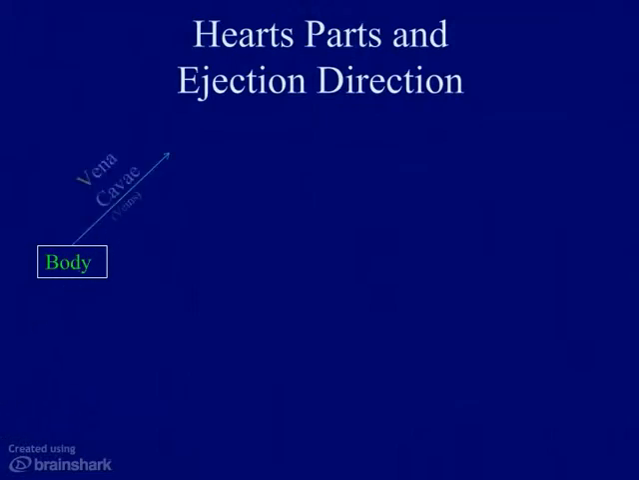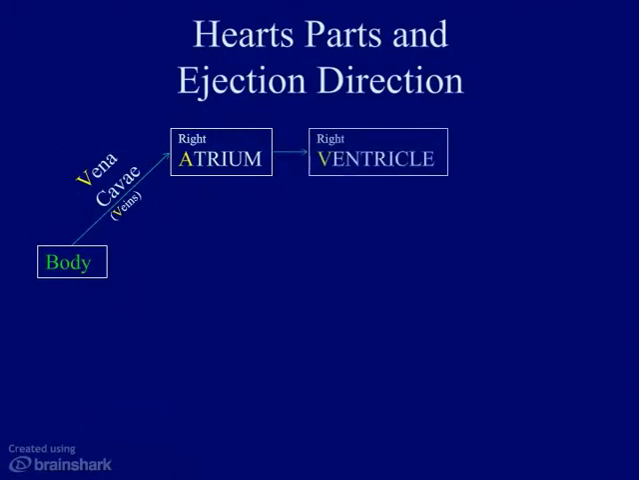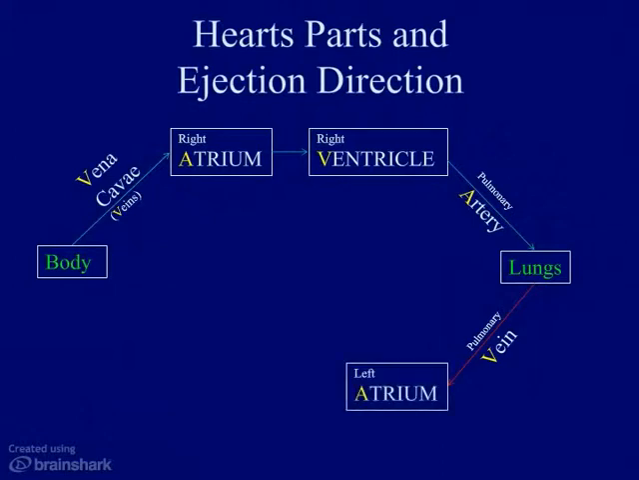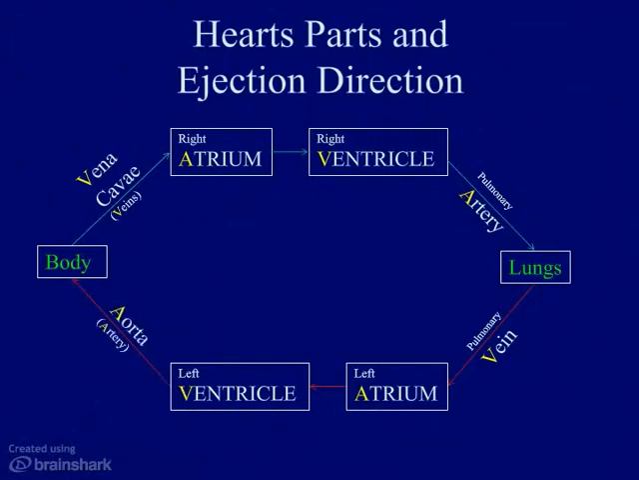Okay, blood coming from the body is going to travel through the vena cava into the right atrium. From the right atrium, it's going to go into the right ventricle. From the right ventricle, it's going to go through a pulmonary artery into the lungs. That's the second region. So from the lungs, now we have oxygenated blood going through a pulmonary vein into the left atrium, from the left atrium into the left ventricle, and from the left ventricle back to the body through the aorta. If you think this is a lot to remember, it is.